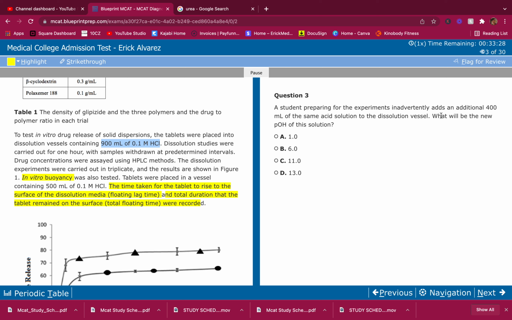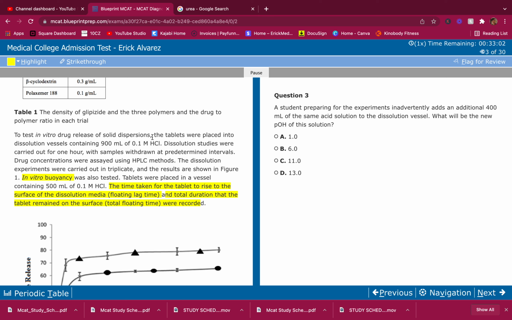Wow, another trap here. You're just adding more 0.1 molar HCl. You're not changing the concentration of this. You're just adding more. You're just adding the same amount. You have 900 milliliters and you can have 1300 milliliters of the same concentration. The concentration is not changing. They're just adding more of it.